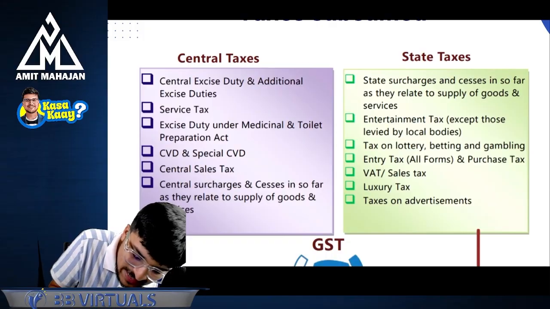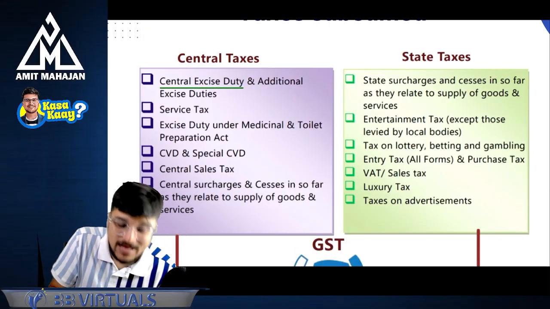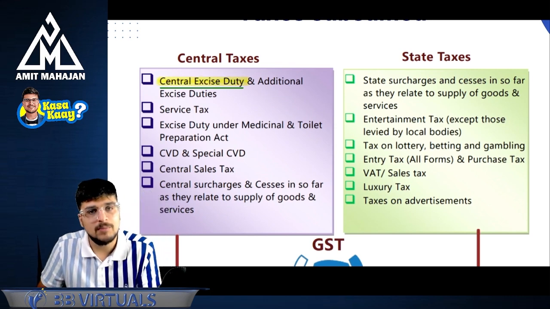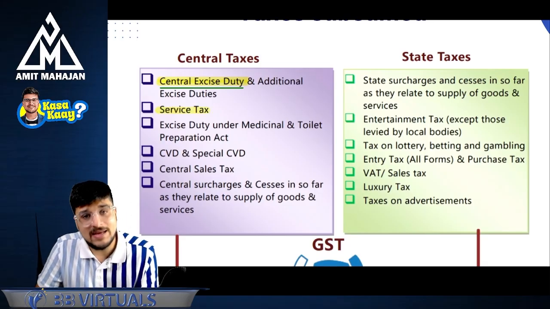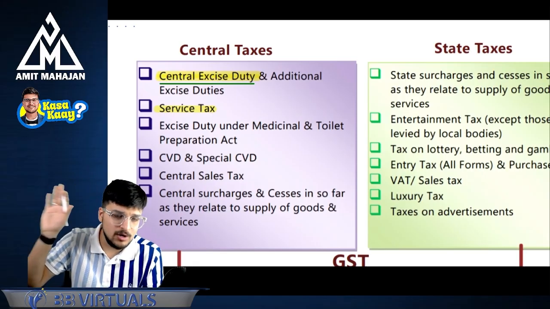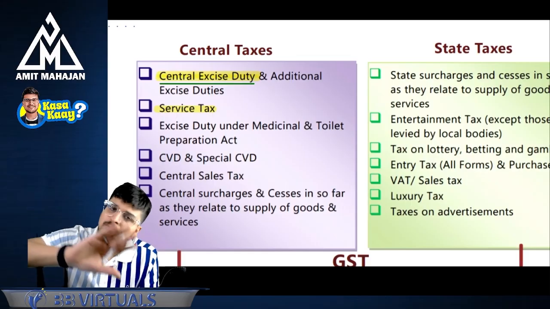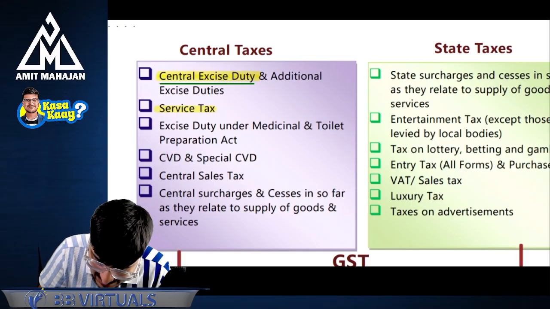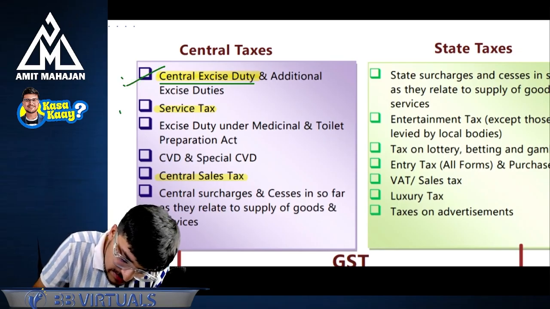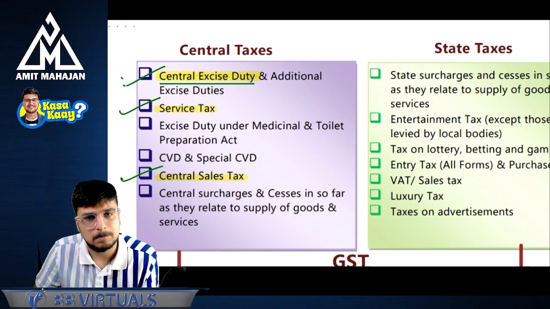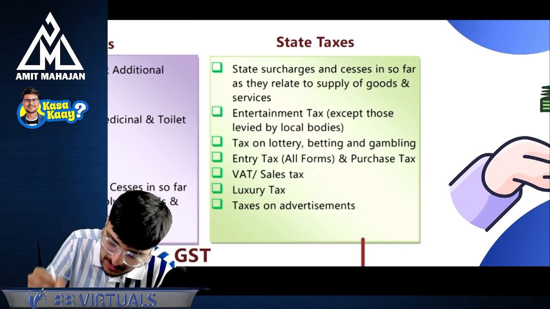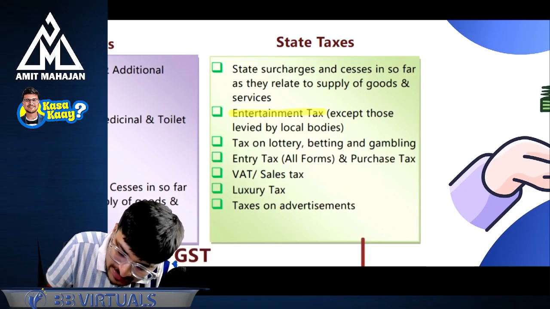Central taxes mein, central excise duty. Central excise duty has been completely subsumed. Okay, no problem. Service tax has been subsumed. Excise duty under Medicinal and Toilet Preparation Act has been subsumed. CVD and special CVD, don't do this. Countervailing duty and special countervailing duty, just forget about it. Central sales tax. This is there, correct? So you can remember at least these 3 points from the central taxes. Perfect. Let's come to state taxes. In state taxes, which are the state taxes which are subsumed? Number one, you can say that entertainment tax has been subsumed.